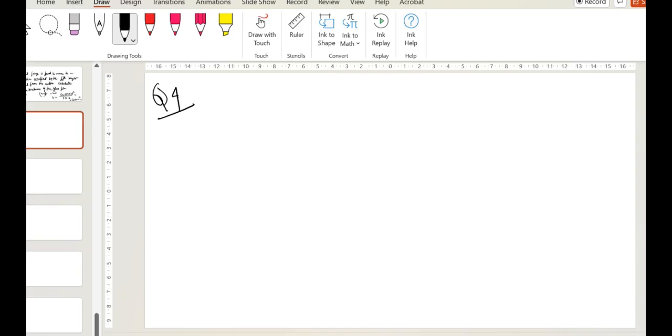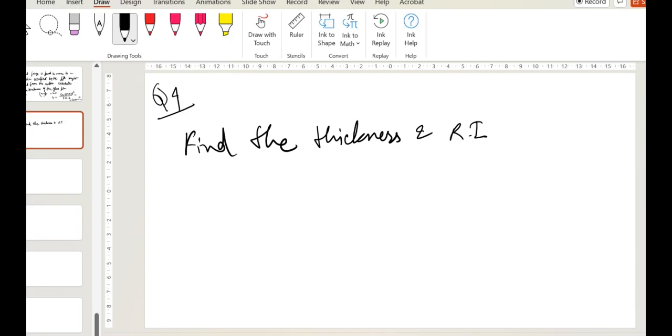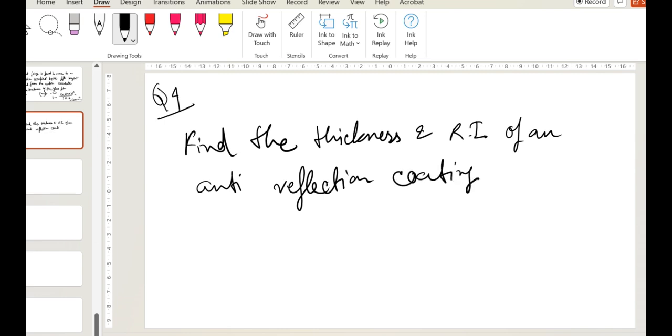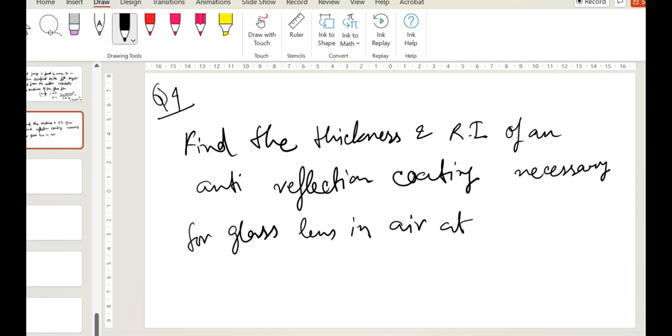Question 4 will be: find the thickness and refractive index of an anti-reflection coating necessary for a glass lens in air at wavelength 590 nanometer. So the anti-reflection coating concept is related to thin film.